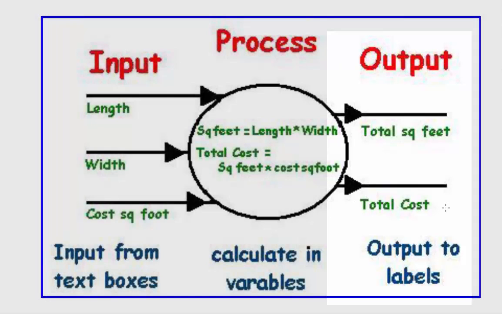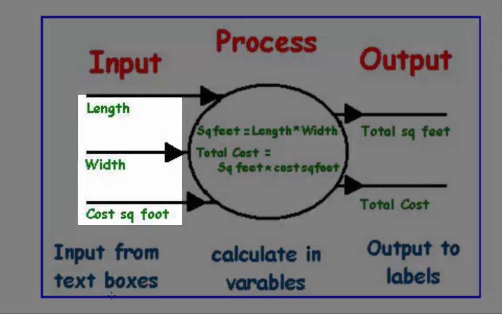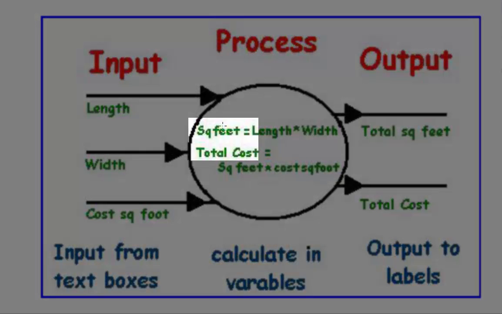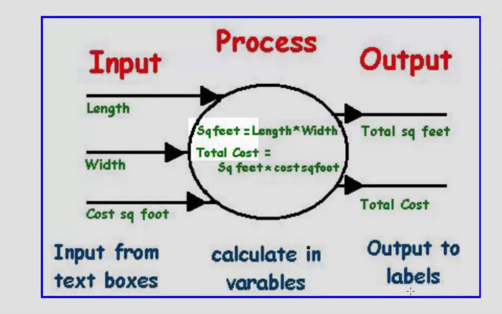So if you think about your programs in terms of inputs, processing, and outputs, that helps you know what variables you need to dim inside your calculate button. So this is going to be my inputs from my text boxes. If you've got 3 text boxes, you're going to need 3 variables. I'm calculating some numbers, so I'm going to have to dim a variable to hold the square feet and a variable to hold the total cost. Then I'm going to take those 2 variables and put them into the labels. So that's what we have to do.